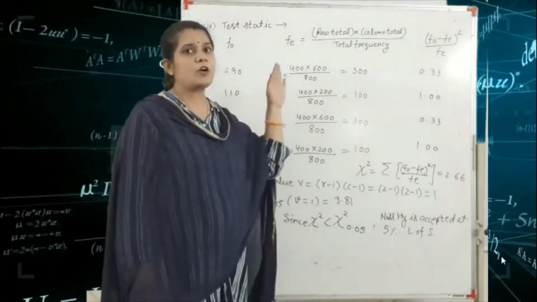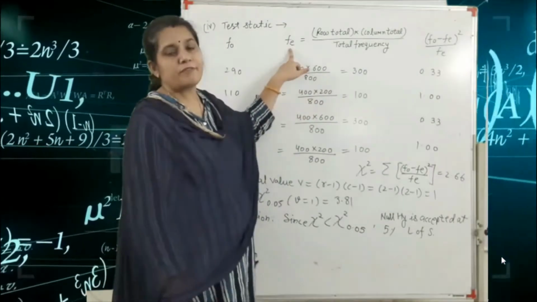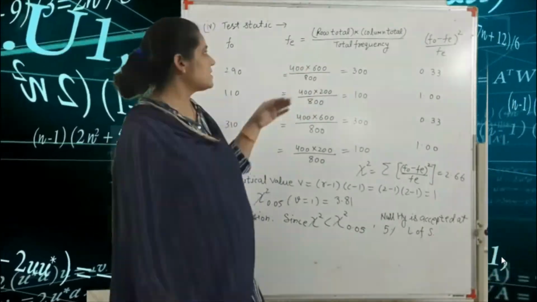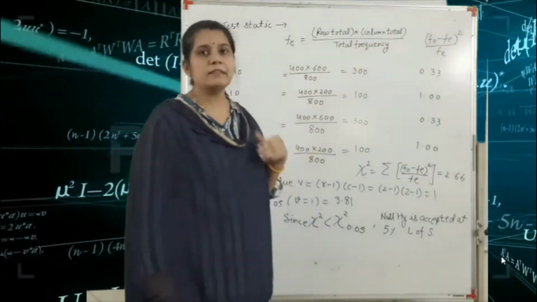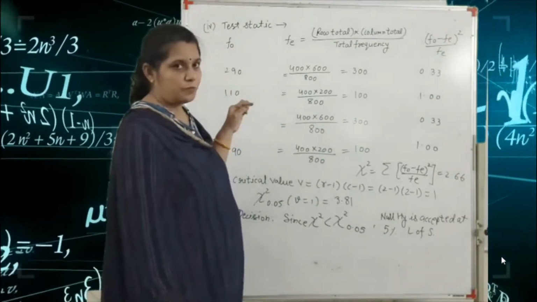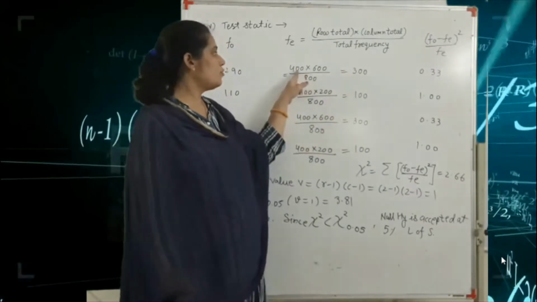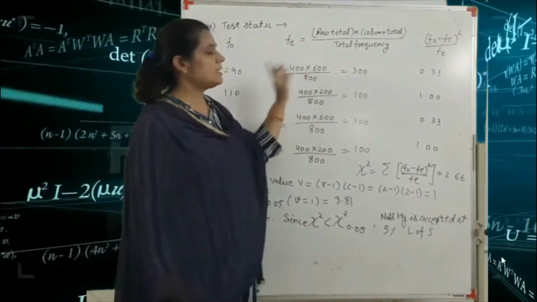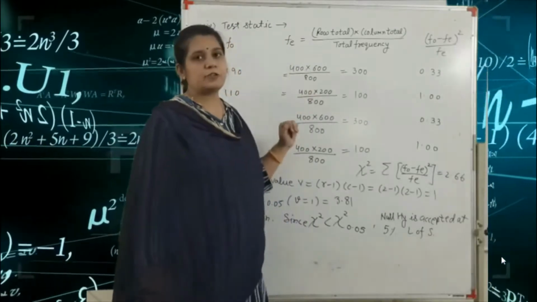So you write here all these attributes. Here the formula for finding the expected frequency is row total times column total divided by the total frequency. According to 290 in your table, the row total is 400 and the column total is 600, and divided by the total frequency.